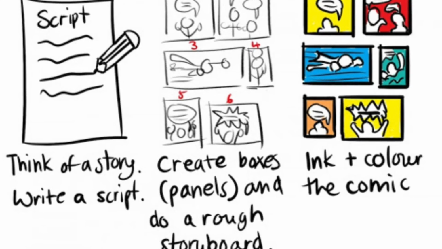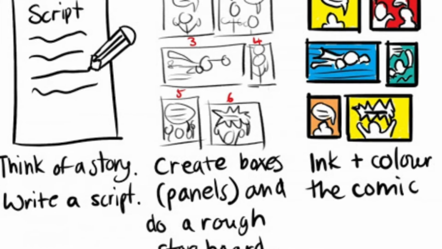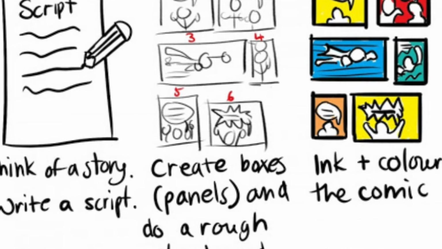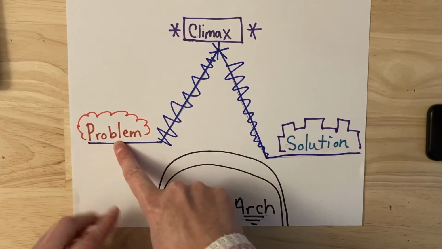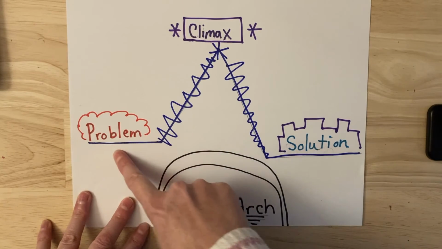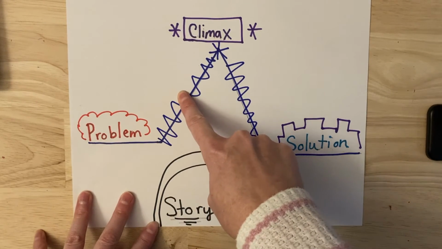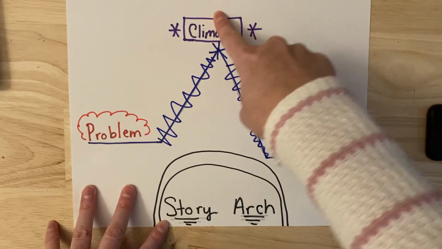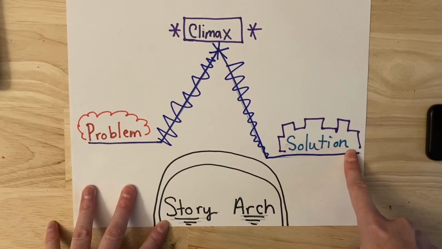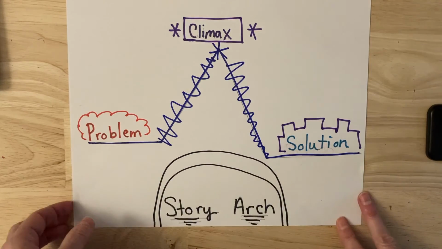So after you have your main character, you want to think about what is going to happen in your comic. To help us do that, we can look at a story arc. So you can start with the character's problem, what's going to happen between the problem and the climax of your short comic strip, and then the solution. This could help you come up with an idea.